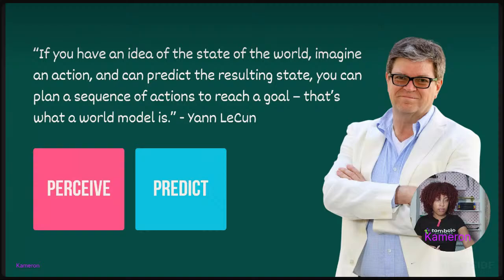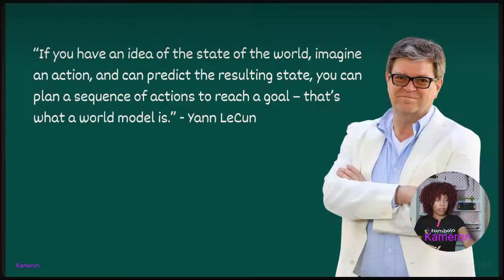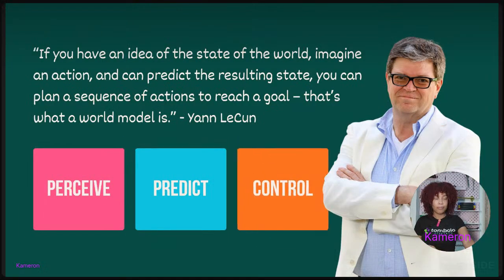And the last one is, oh goodness, every time. Sorry. The last one is control. So once it's able to perceive the world and understand how the state will evolve with different actions, then the model is able to choose what the next action should be.